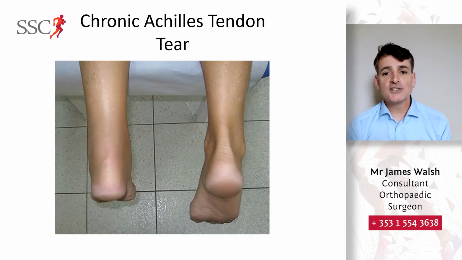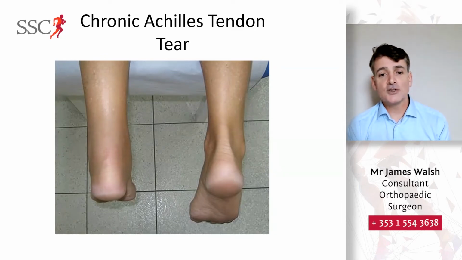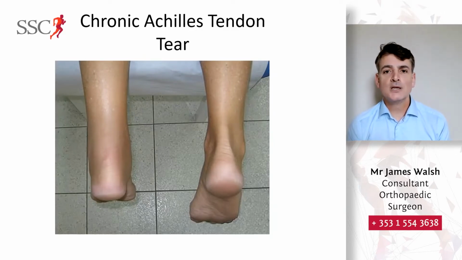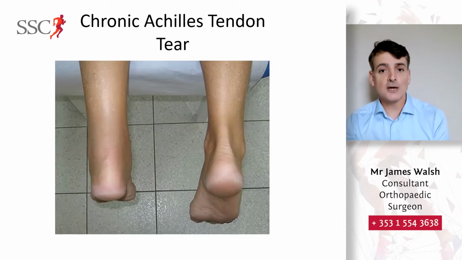What we do is we lie the patient down in the bed, we take a look at the back of the patient that you can see here, and on the left-hand side, you can see a chronic tear, and on the right-hand side, we have a nice, healthy-looking Achilles tendon. We can still manage some of these non-operatively, but the majority of these would be offered operative modalities, provided they've nothing else that means we can't operate on them.